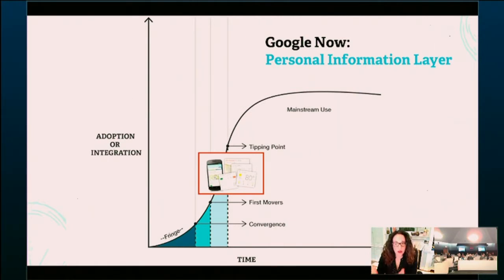And this is a really good example of how that's working. So this is Google Now. They present just the right amount of information at just the right time. This is no longer a fringe product. It's moving past the first movers, the first people who would adopt this, and is about to reach a tipping point and head into the mainstream.